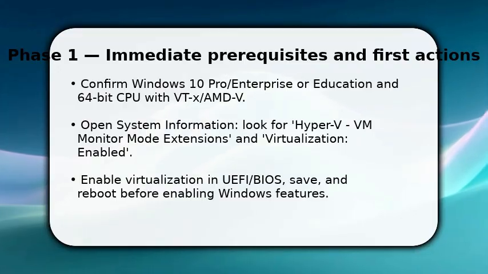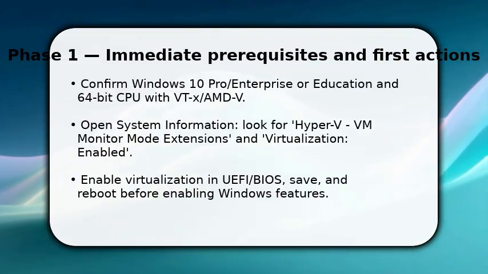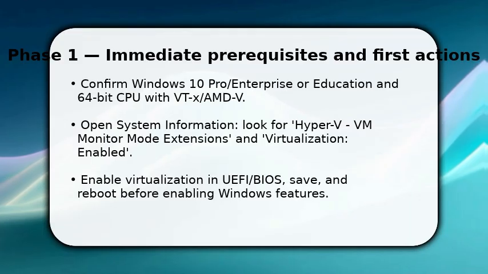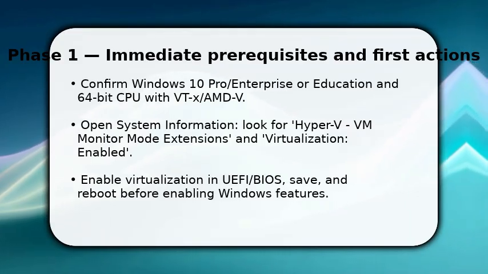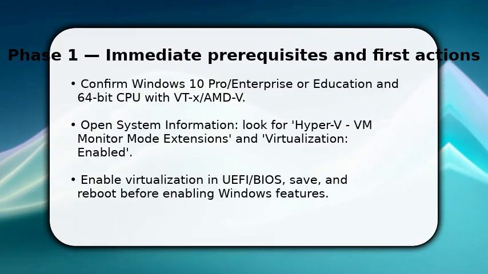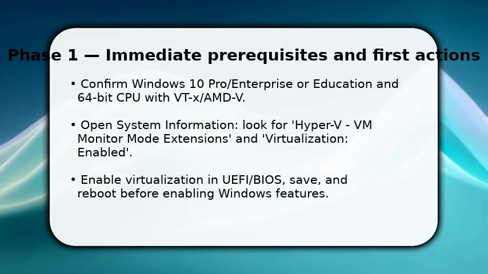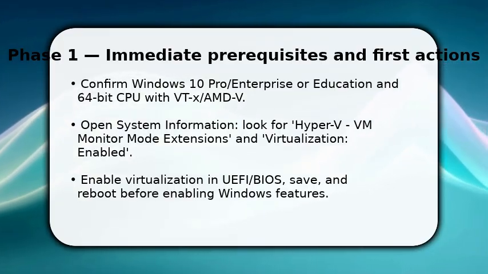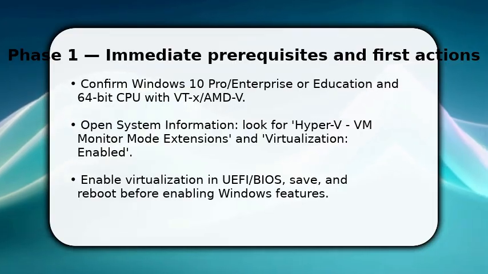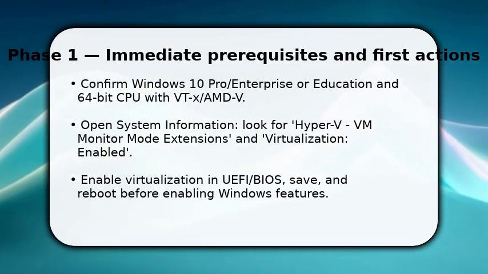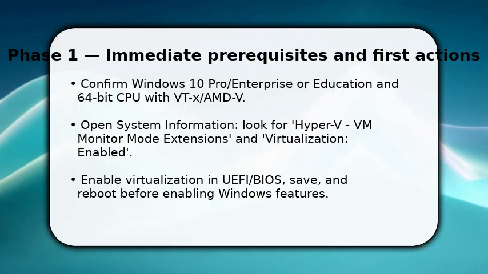You start by confirming your build and firmware support, because Hyper-V requires Windows 10 Pro/Enterprise and CPU virtualization. Open System Information and verify virtualization shows as enabled. If not, reboot into UEFI or BIOS and toggle Intel VT-x or AMD-V. Once done, save changes and restart Windows.